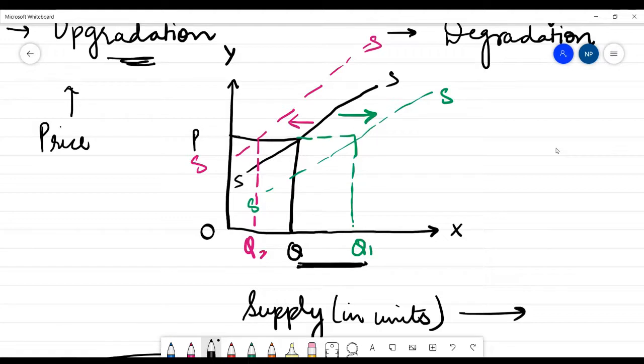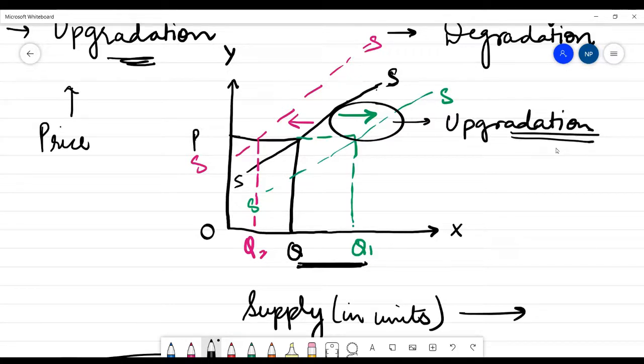And if you compare the black curve with the green curve, the supply curve, you will see there is a rightward shift. That means when the technology is upgraded or is in good condition, then more units of quantities will be produced and therefore supply will also be more.